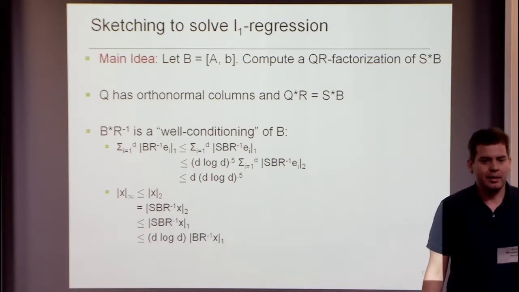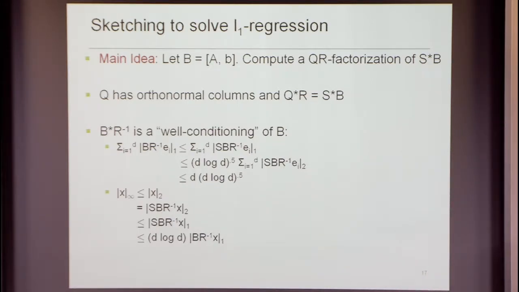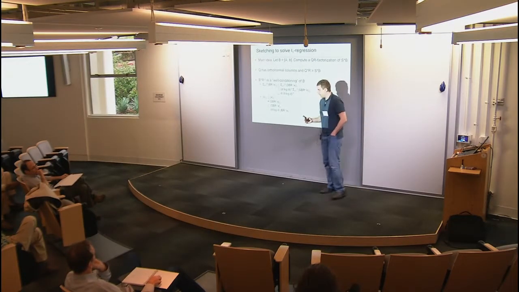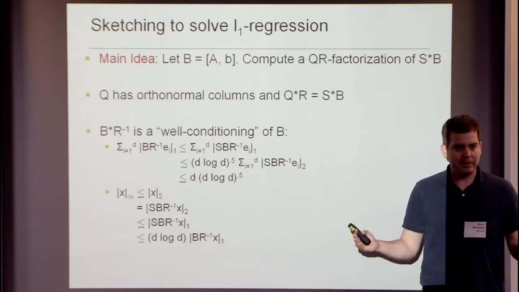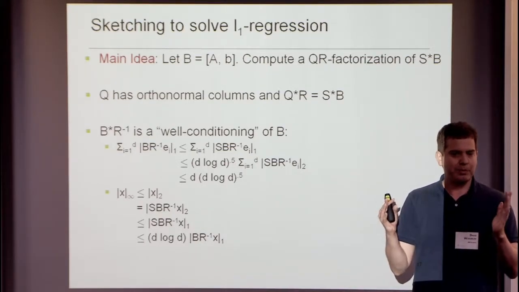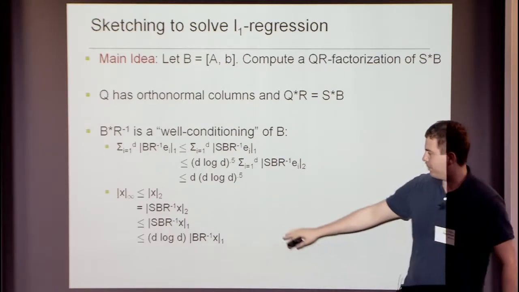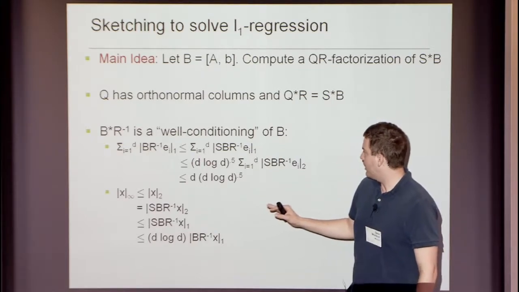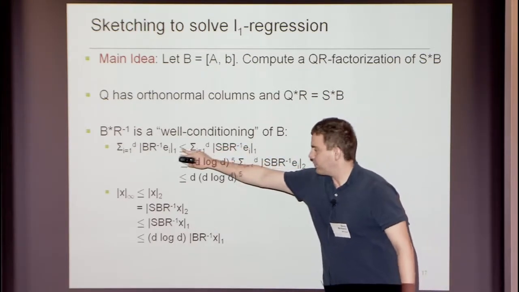So the last inequality, is this something that holds with high probability for the Cauchy S, or is it? Oh, yeah. So with constant probability, S is a subspace embedding. It preserves all the vectors' one norm up to a d log d factor. So this is a probabilistic statement. But the first one also? This is also a probabilistic statement, yeah.